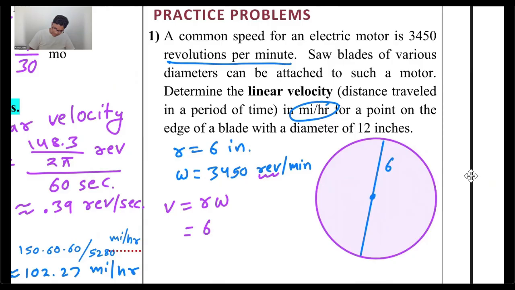So 6 inches times 3450 revolutions, right? So you multiply by 2 pi. Then it has become radians per unit time. So that is per minute.